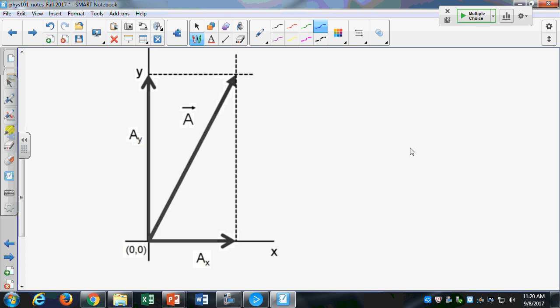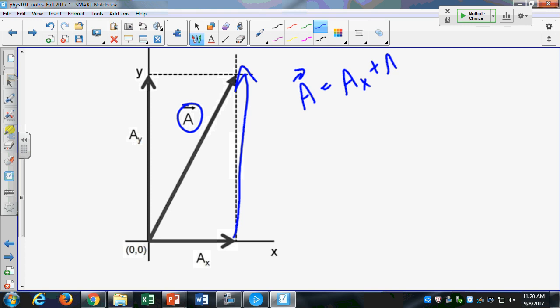And you probably recognize this as a certain shape that we talked about already, that it's a right triangle. In fact, I can redraw this. If I take AY, I can actually draw it over here. And I will here in just a second. So my vector A, which is this vector right here, is going to equal the vector sum of AX plus AY.